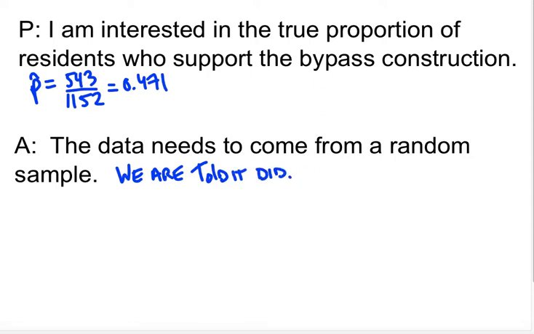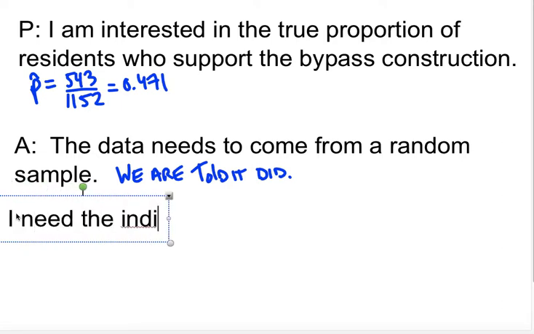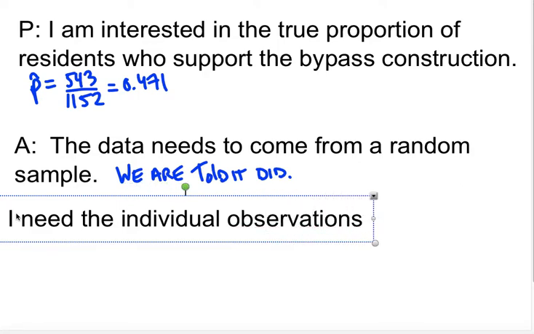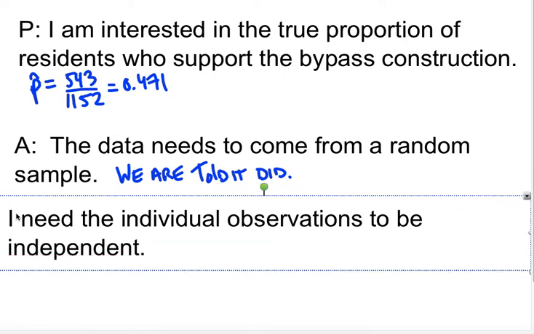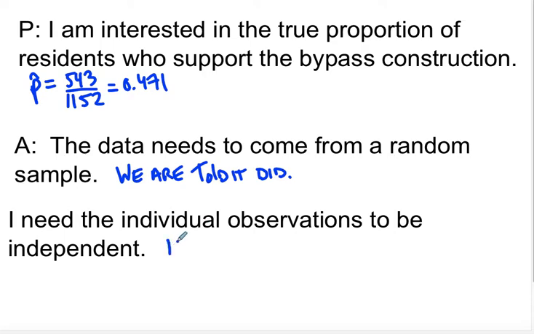Okay, next condition. I need the individual observations to be what again? Independent. And the way that we check for that is we ask ourselves, is our population more than 10 times our sample size?